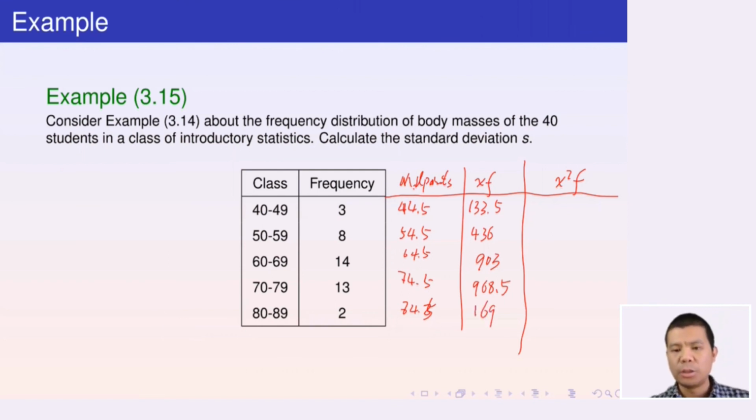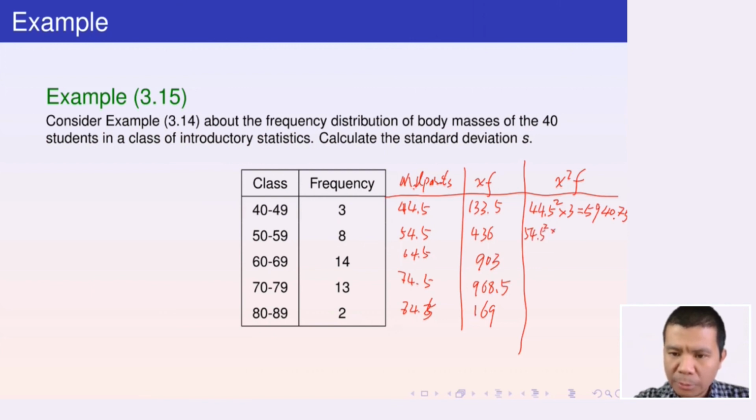Okay, and this is the product, and then another product is x squared f. So I'm going to write down what? This is 44.5 squared times 3. It is x squared times f, right? So be careful on that. 44.5 squared times 3. It's a large number, right? It's 5940.75.